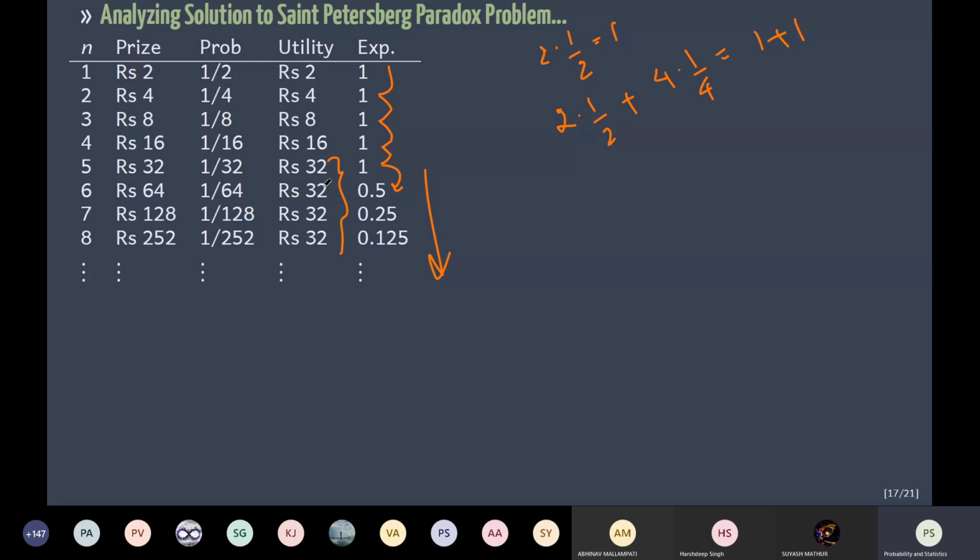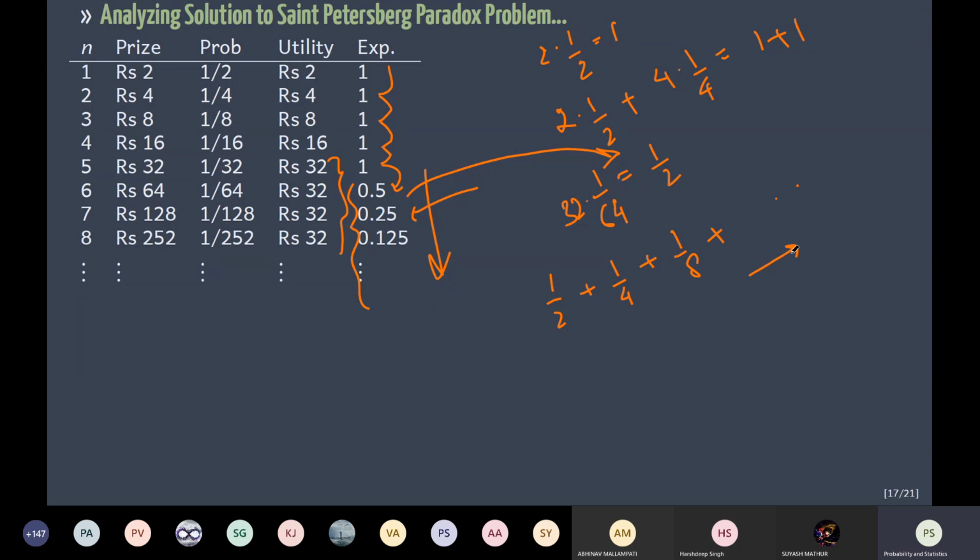After that, you will have 1 over 64, and the utility you are giving is only 32. So this becomes like half, 0.5. In the same way it will be 1/4, and so on. So your expectation is now decreasing. From here onwards it will converge if you do the series. So this is like half plus 1/4 plus 1/8. So what is this?